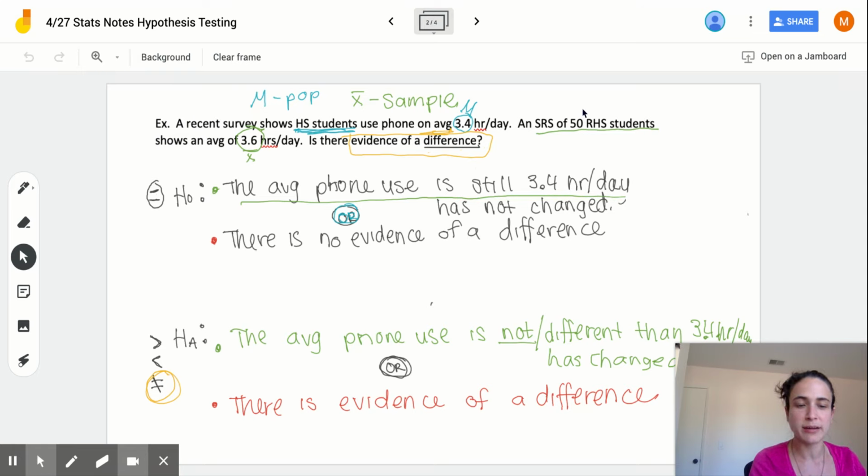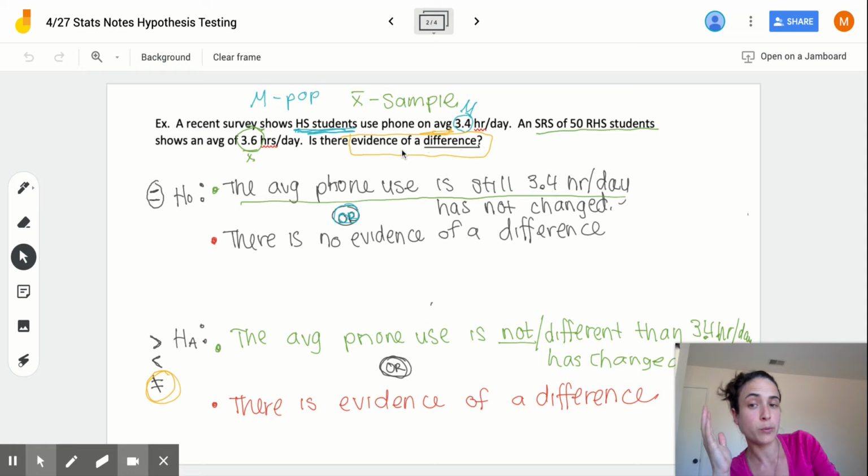Our HA is whatever the researcher in the problem is trying to prove. So in this problem, our hypothesis is, is there evidence of a difference? So we think that the average phone use has actually changed from 3.4. Don't make that mistake of saying 3.6. You think that it's changed from 3.4 because that's the mean. So our HA was that the phone use has changed, or that there is a difference. The reason it was just, is there a difference, is because right here in the statement, it didn't claim to know whether or not it had gone up or whether it had gone down.